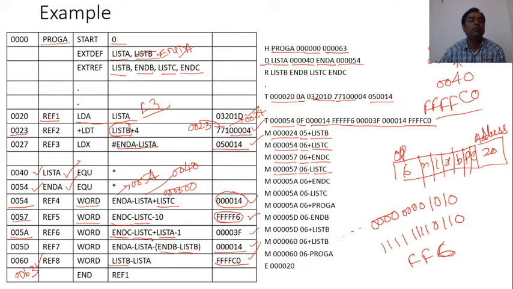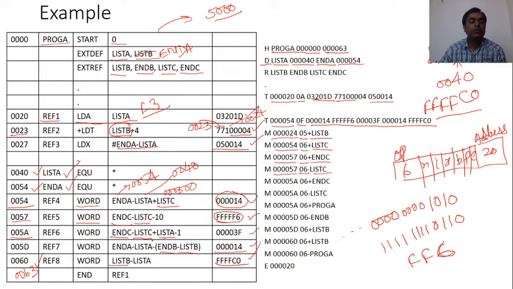Because you know that when this program is loaded, suppose that this program is loaded at address 5000 in main memory. At that time, the value of list A becomes 5040. That means here I am taking the value of list A as 0040. In the modification record, I have to add the value of program A. I am repeating one more time.